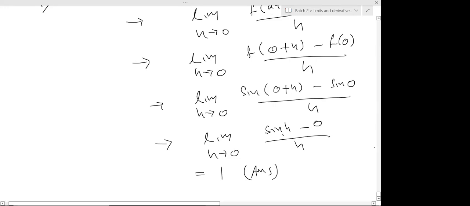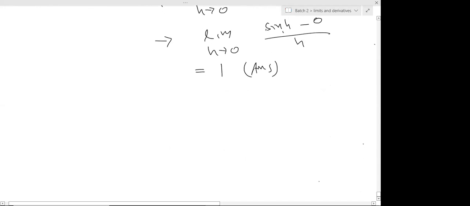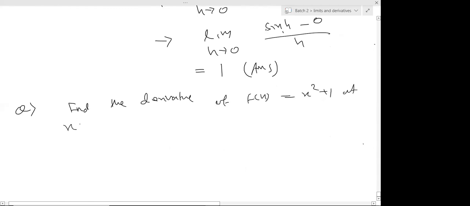All right, solve one question. Find the derivative of f of x equals x square plus 1 at x equals 2.